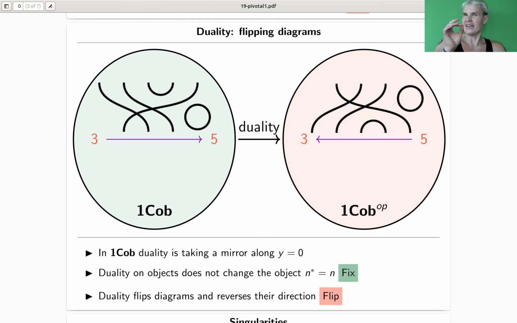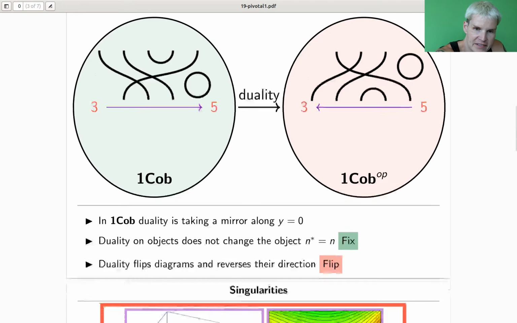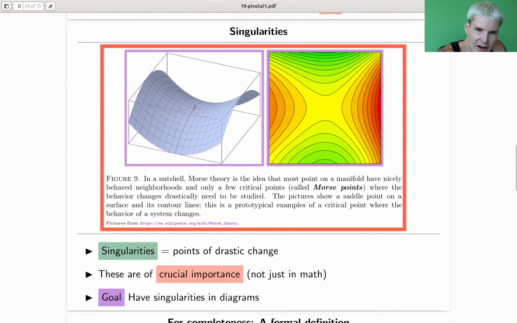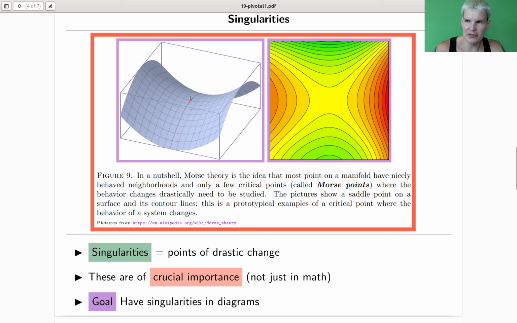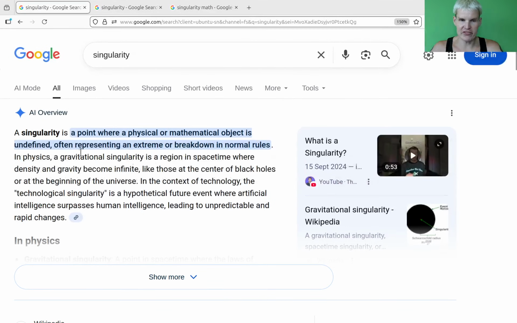So let's come to a slightly different perspective, a more diagrammatic perspective on what this duality is. Duality, I would like to think about as a singularity. Singularity is one of these a little bit overused words. If I just Googled singularity, I think this summary is actually not bad: a singularity is a point where a physical or mathematical object is undefined, often represented as an extreme or breakdown of normal rules. That's not quite how I see it. I will comment on that in a second.